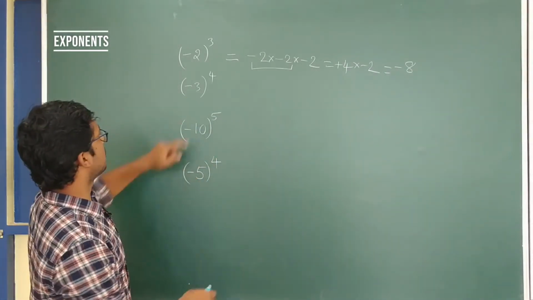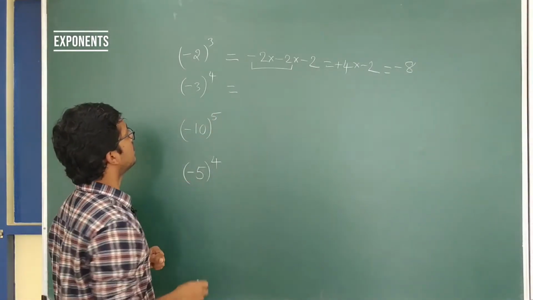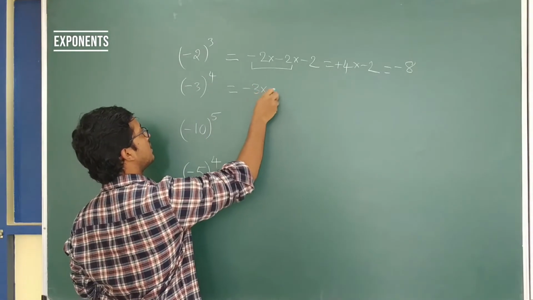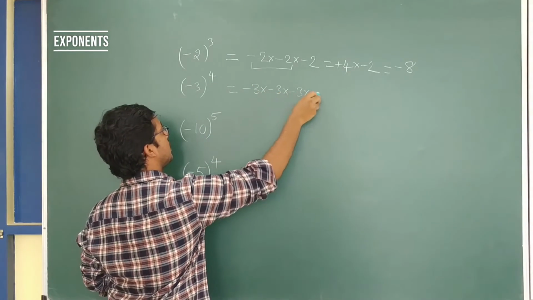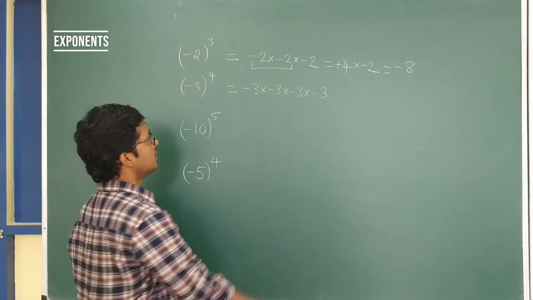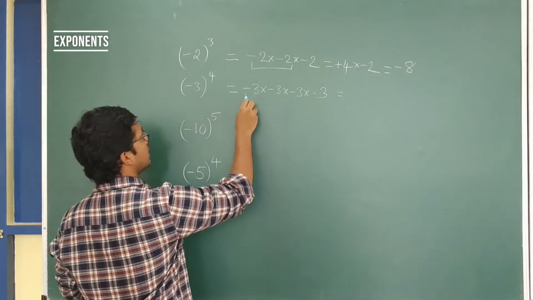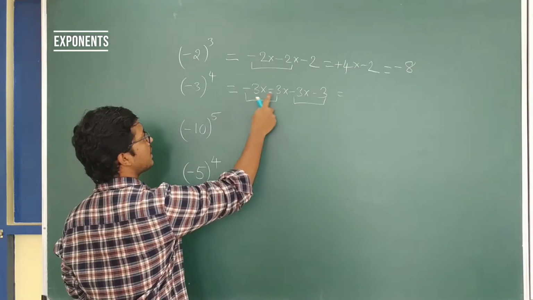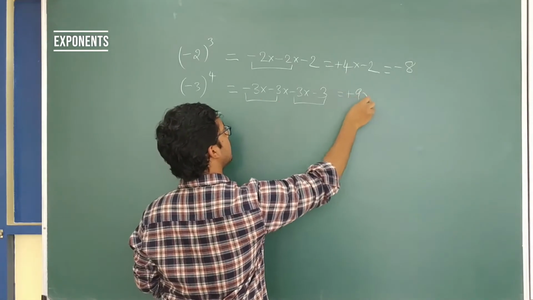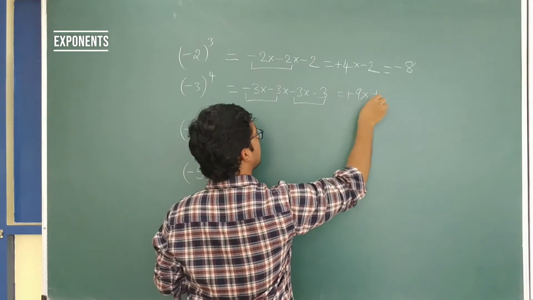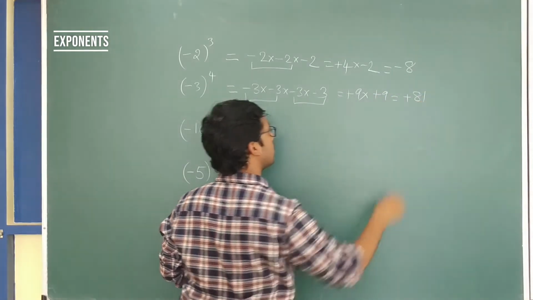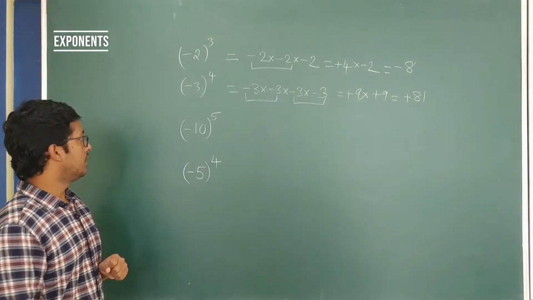So let's check this one, minus 3 raised to 4. So what will be minus 3 raised to 4? Minus 3 multiplied 4 times. So it is minus 3 into minus 3 into minus 3 into minus 3. So now let's pair them again. These two get paired. So minus 3 into minus 3 is plus 9. Minus 3 into minus 3 is again another plus 9. So this will lead to plus 81.